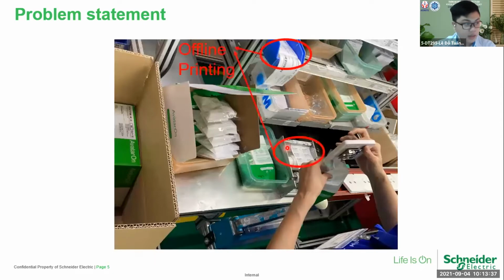Besides the problem of missing parts, the time for the operator to set up before production also needs to be improved. The labels are printed offline in the printing station, so before packing, workers will have to go there to check the label. And next slide.